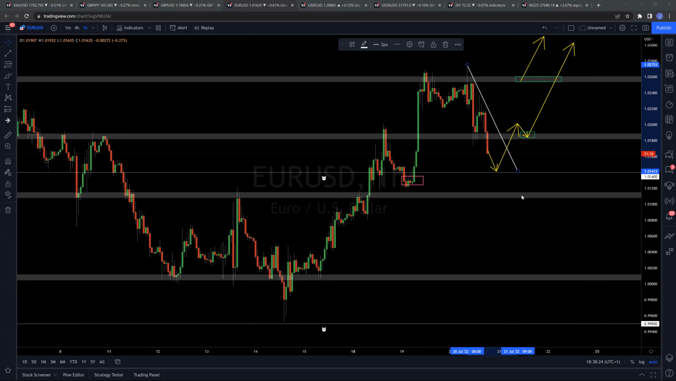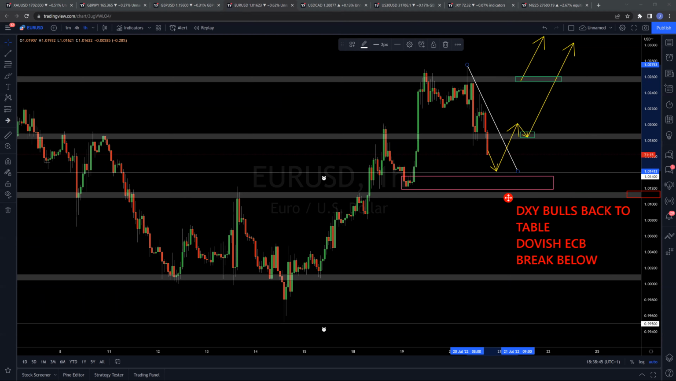Otherwise, here in pink would be a no trade zone, and I would only take any sell scalps roughly below 1.012 here. And we would need dollar strength back into the table and a dovish sentiment and a break below 1.012 to even think about taking advantage of that.